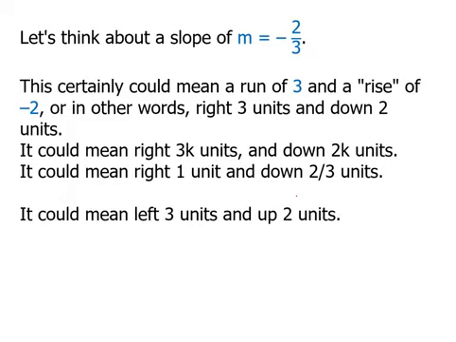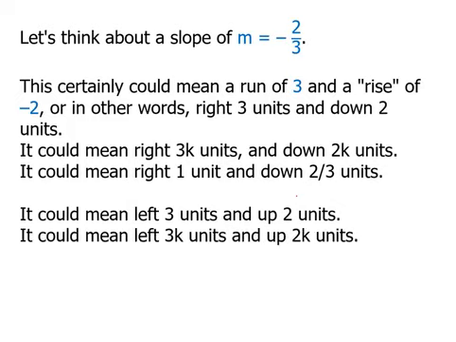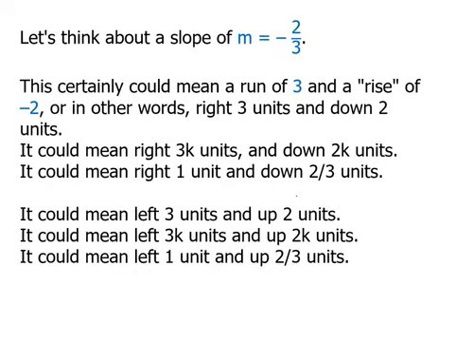It means that we could go the other way with all of these. We could go left 3 units and up 2 units. We could go left 3k units and up 2k units. Or we could go left 1 unit and up 2/3 of a unit. And again, we'd use the fractional form when we were moving very small distances and we wanted to see a very small change in y.